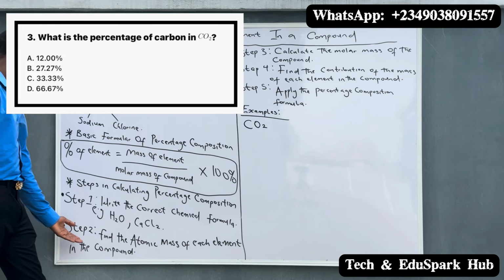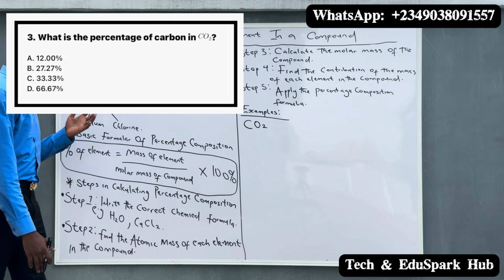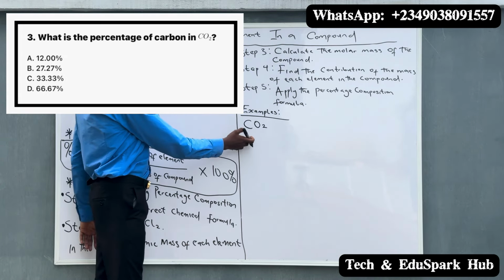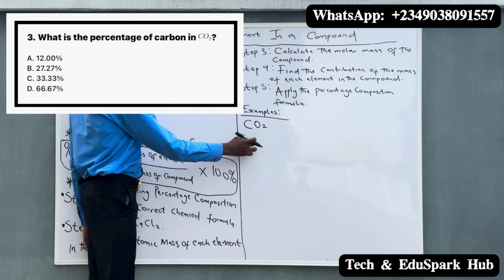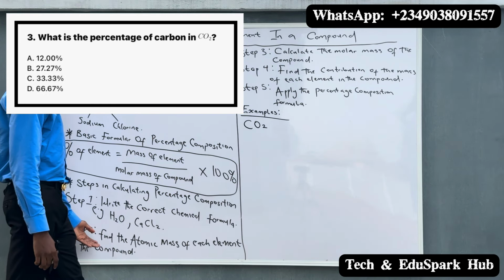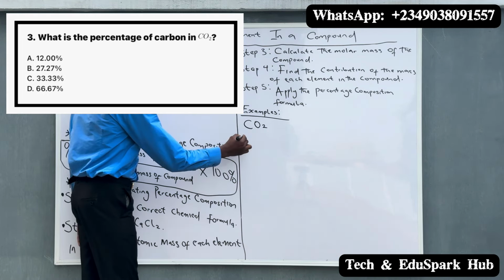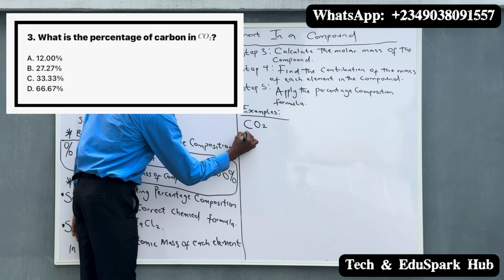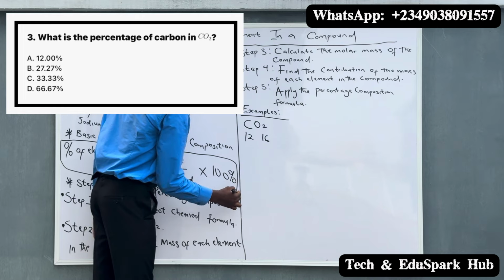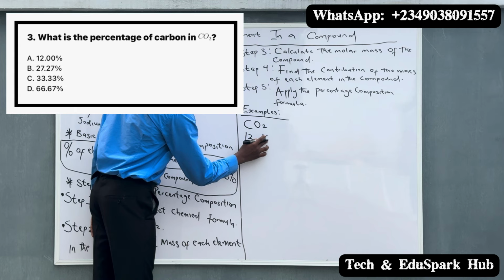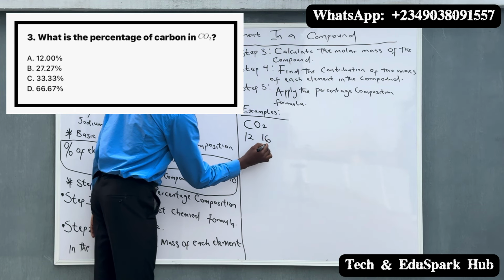So the step 2 is to find the atomic mass of each element in the compound. So looking at this compound, what do you think make up this compound? So we have carbon and oxygen that makes up this compound. So the atomic mass of each element in the compound. So the atomic mass of carbon is 12, while that of oxygen is 16. So this is the atomic mass of each element in the compound.